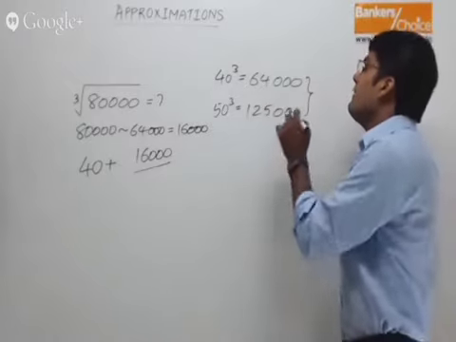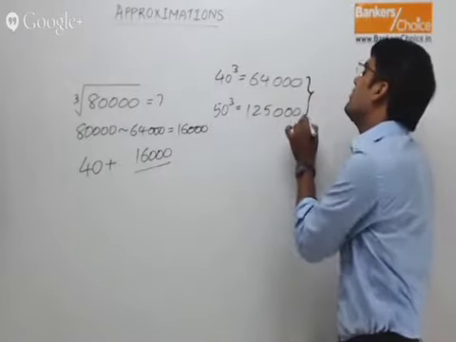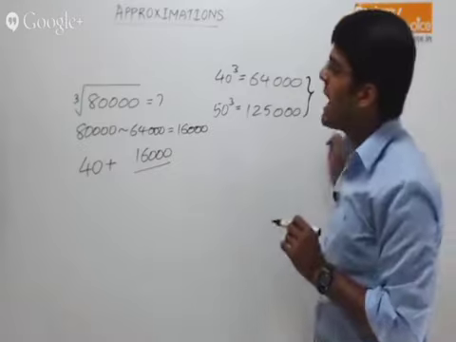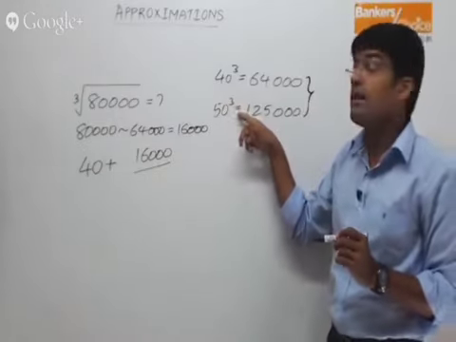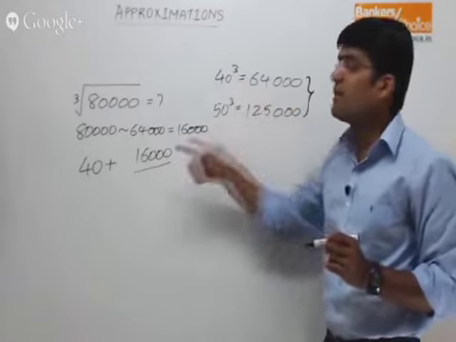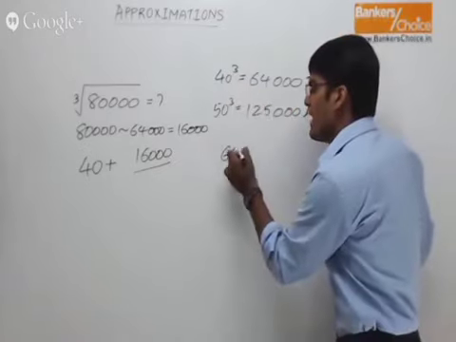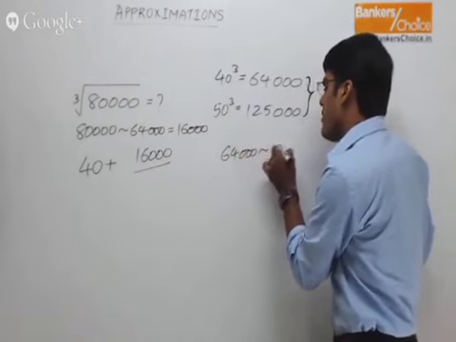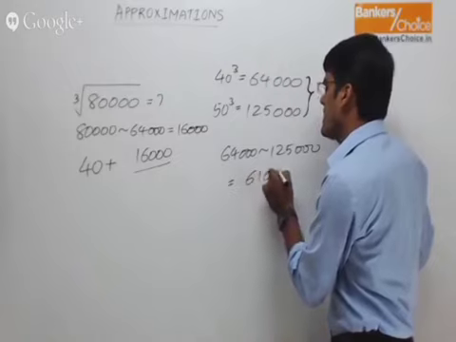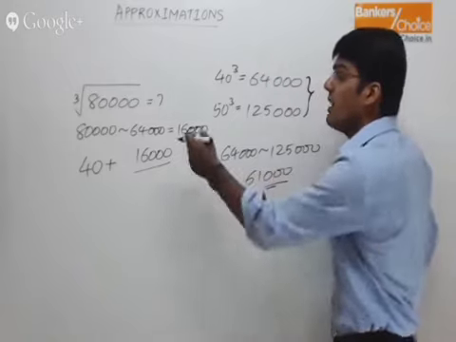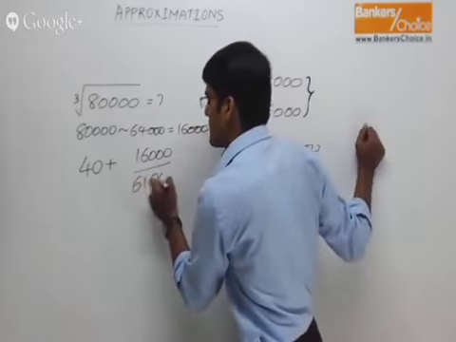The denominator will be the difference of these two values. We very well know that 80,000 falls between 40 cube and 50 cube, right? So take the difference of these two values in the denominator. So what is 125,000 minus 64,000? It will be equal to 61,000. So this should go in the denominator, 61,000.